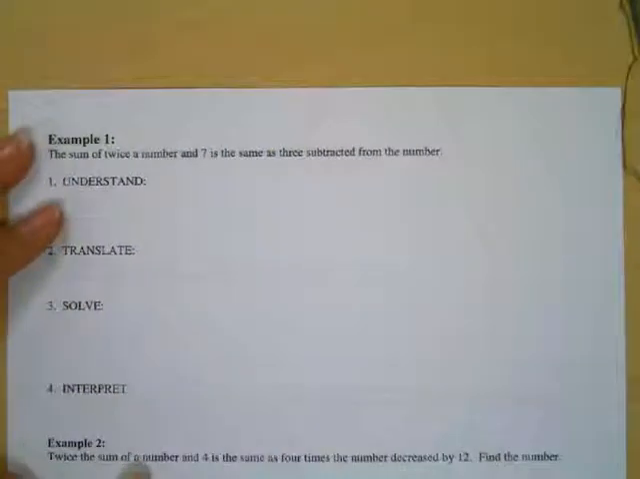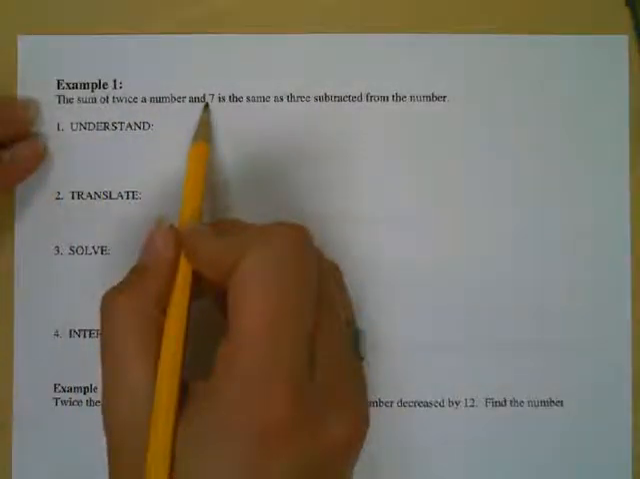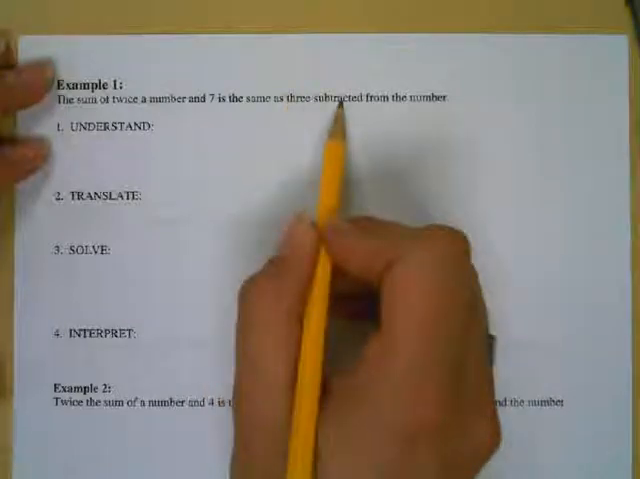Alright, so now we want to look at the problem-solving process. I kind of laid it all out for you: understand, translate, solve, and interpret. This first one we're going to walk through every step. After that, we kind of just do it intuitively because this is the natural problem-solving process. But this is just to make sure everybody has a method of attacking these things. So, the sum of twice a number and 7 is the same as 3 subtracted from the number.